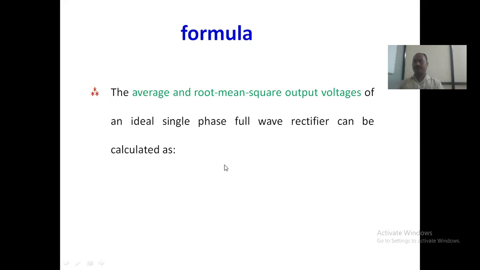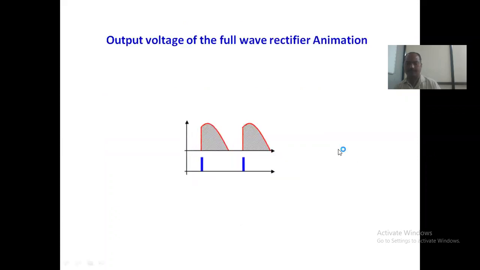We have seen the formula for the particular conversion, as well as for the calculation of different things. Normally there are three types: half-wave, bridge, and center tap. The average output voltage of the ideal single phase rectifier is VDC equal to VAV, twice Vp by pi, where Vp indicates the peak voltage. This is the formula for the DC voltage of the rectifier, either center tap or bridge.